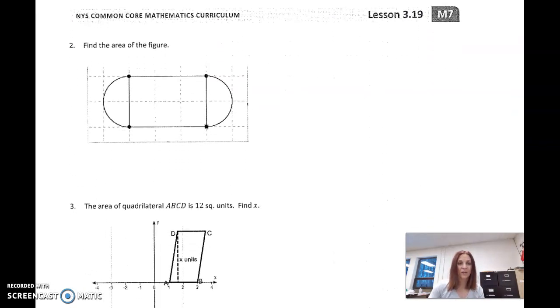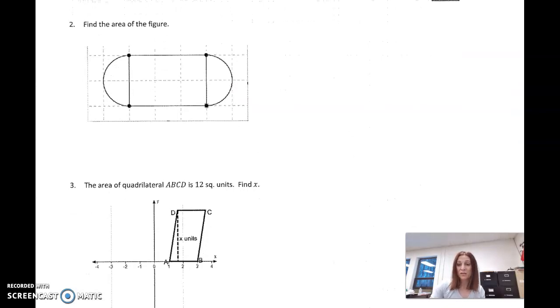Another example. Find the area of this figure. Well, this is a crazy looking figure. It looks like some kind of capsule or something. I don't have a formula for some kind of capsule. So what you do is you break it into pieces you know.